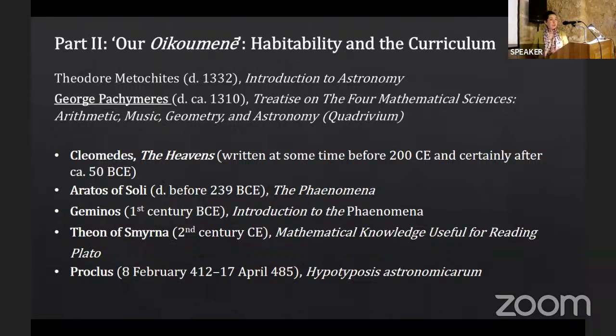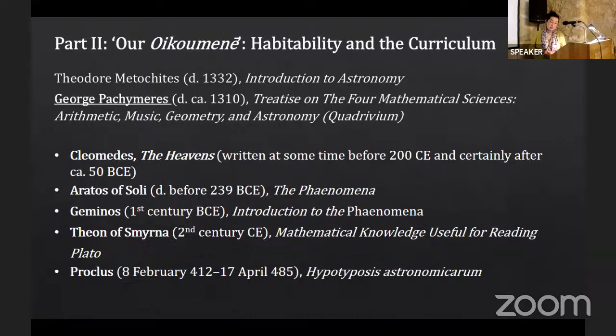So his treatise, which is often referred to as the Quadrivium, in fact, its full title is Syntagmaton Tessaron Mathematon, Arithmetikis, Musikis, Geometrias kai Astronomias. So, treatise on the four mathematical sciences: arithmetic, music, geometry, and astronomy. He was himself a student of George Akropolites in Constantinople, and therefore was educated and was teaching these four mathematical sciences in addition to philosophy in Constantinople.